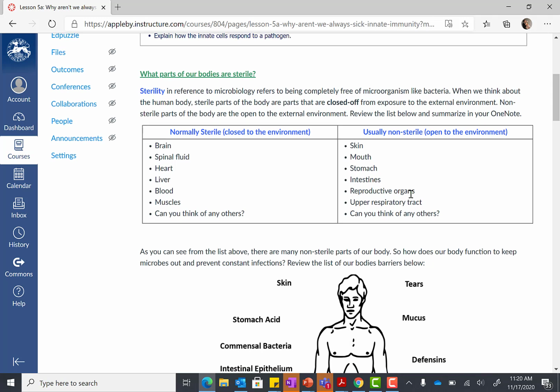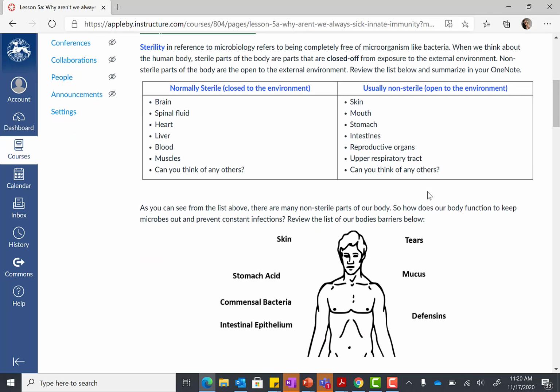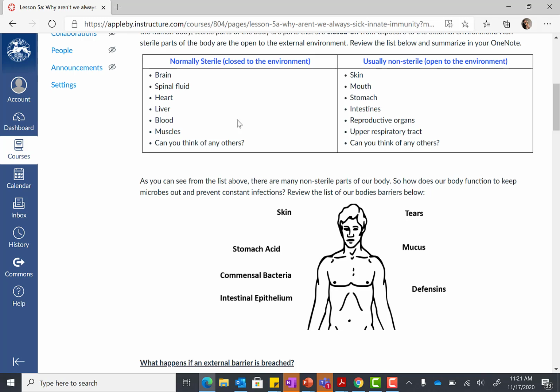One of the other ones here, reproductive organs, one of the main reasons why STDs are common, because it's a pathway for microorganisms into the body. So see if you can think of any of the others that I haven't listed here that you can add to your list as well.